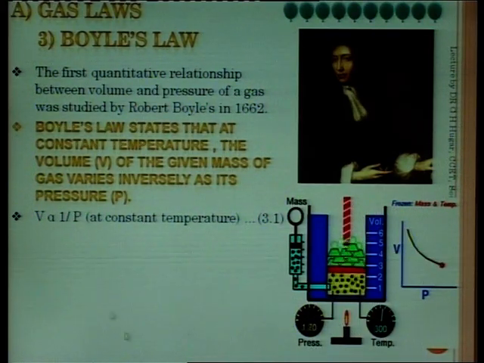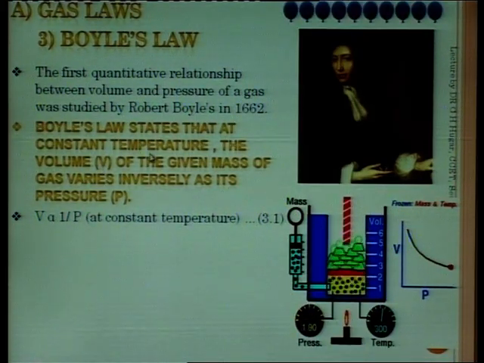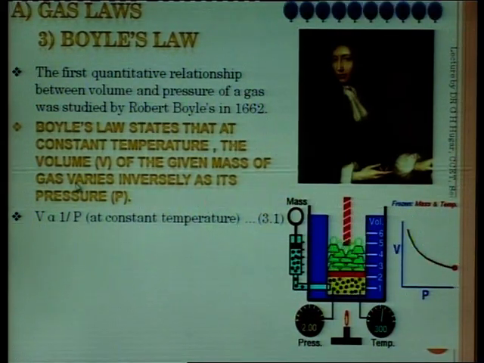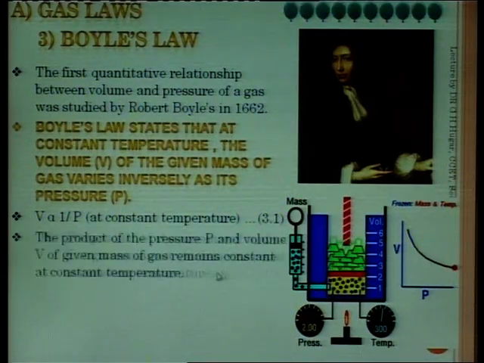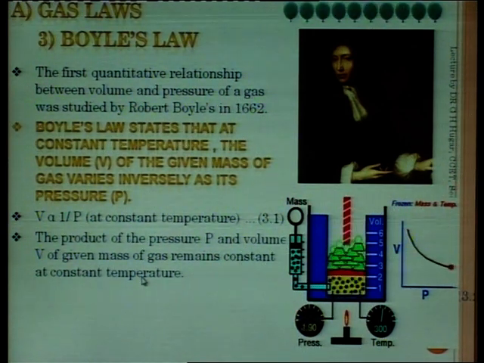So, the relation between the volume of given mass of a gas and the pressure is Boyle's law, which can be stated as: Boyle's law states that at constant temperature the volume of given mass of a gas varies inversely as its pressure. So, V is inversely proportional to P at constant temperature. This can alternatively be stated: the product of the pressure and volume of given mass of a gas remains constant at constant temperature.